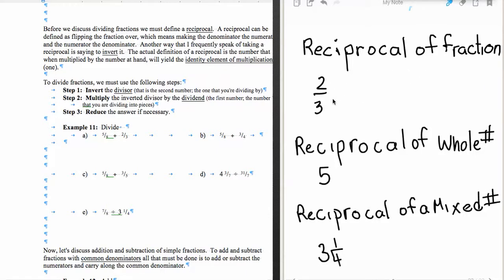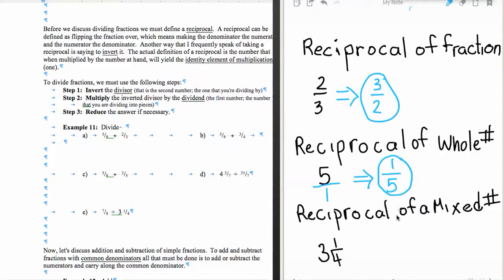So if I want to talk about the reciprocal of a fraction, such as 2/3 that I have written down here, you just flip that thing over. So 2/3 goes to 3/2. That's its reciprocal. Now if I talk about a whole number, I can say that it's the number over 1, and I can just flip that fraction over. So the reciprocal of a whole number is 1 over whatever that whole number was, so 1/5 in this particular case.